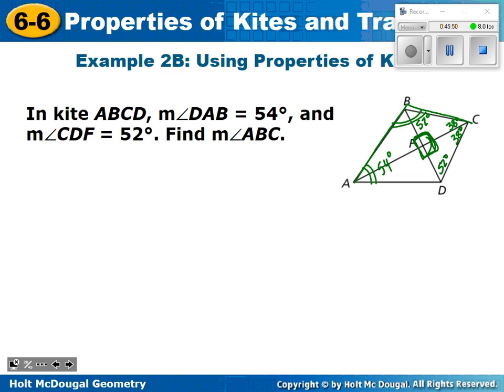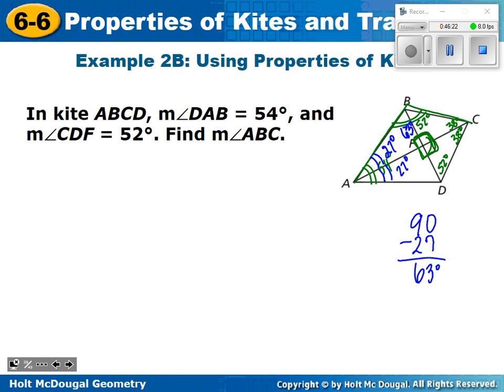Well, split the 54 in half. If we split this in half, what does that make this angle right here and this angle right here? 27 and 27. So you're right, we can do 90 minus 27, or 90 plus 27 from 180, to find this other missing piece. So what is 90 minus 27, or 180 minus 117? Either way you want to look at it, 63 degrees.